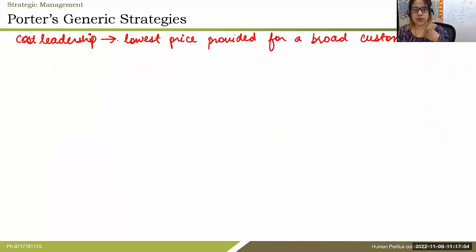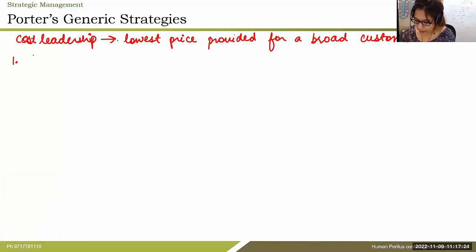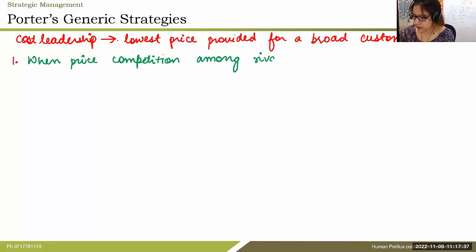So cost leadership strategy means the lowest price provided for a broad customer base, right? For a broad customer base. Now I'll tell you the situations when we can go for a cost leadership. Situations that can be used for a cost leadership. Number one, when price competition among rivals is vigorous.